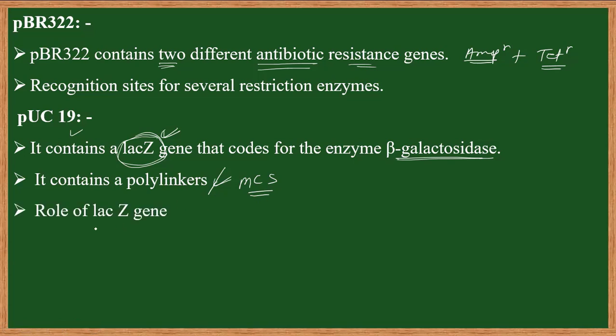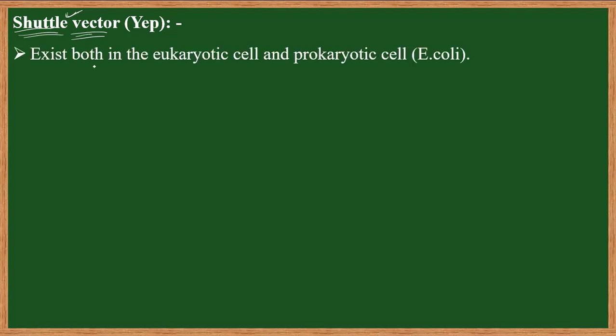Next one is the role of lacZ. It will form beta-galactosidase, and it converts X-gal to a blue substance. Now here is the shuttle vector. What is the meaning of shuttle vector? This type of vector can survive and propagate in both types of host cell, prokaryotes as well as eukaryotes. So this type of vector is applicable for yeast and also for bacterium. So it exists in both eukaryotes and prokaryotes.